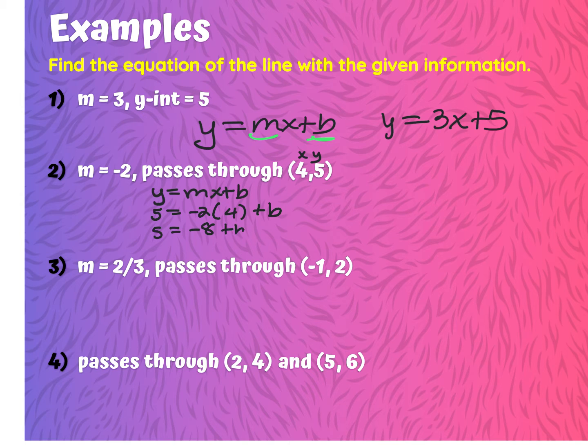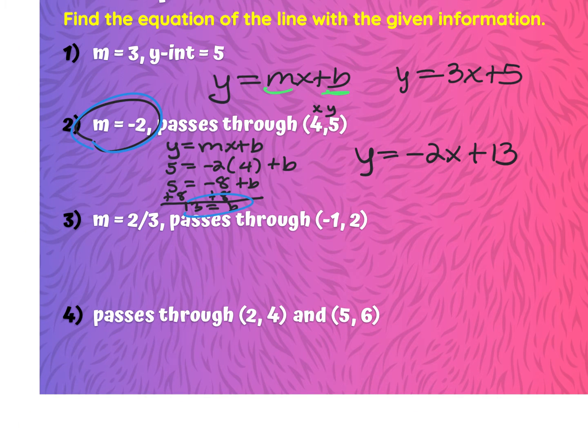I get -8. I'm going to now add the 8. And my y-intercept is 13. That's my b. Now I can just take the slope and the y-intercept that I just found. And my equation is y equals -2x plus 13. That's one method. Actually, I'll show you the point slope method with the next one, just to show you that you could do either one on this. Okay, next one.